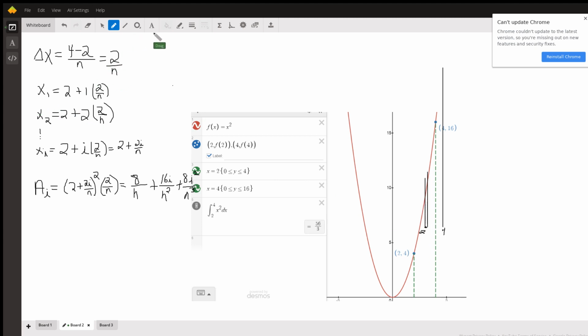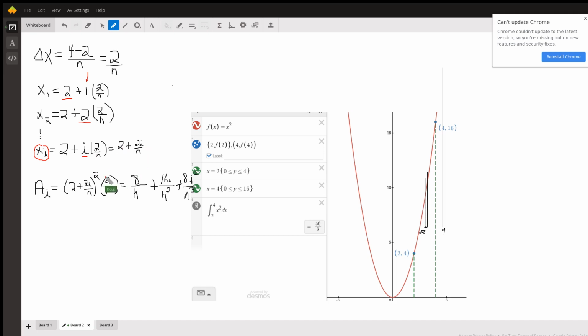Now, to get the right-hand endpoints, think of it this way. We're going to start at the number 2, and to get the first right-hand endpoint, we add on one of these widths. That takes us to the right-hand endpoint of the first rectangle. For x sub 2, we add on 2 of these widths. And then in general, to get the right-hand endpoint of the ith rectangle, we add on i of these widths to the starting point 2. And this simplifies to 2 plus 2i over n.